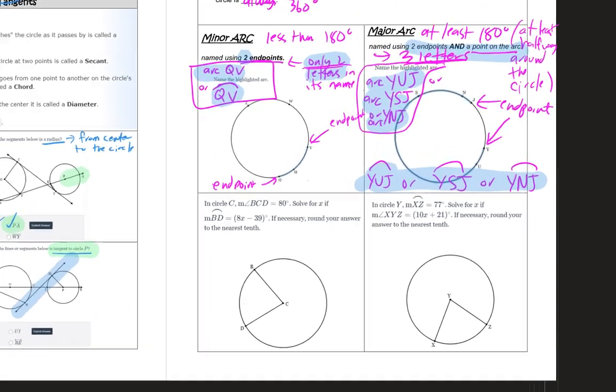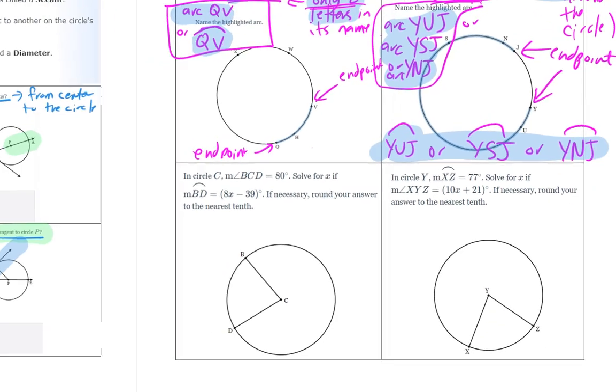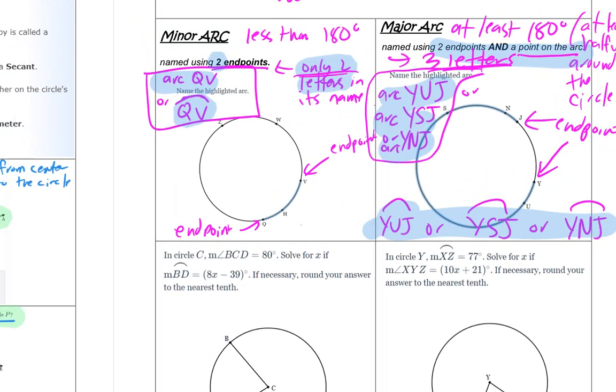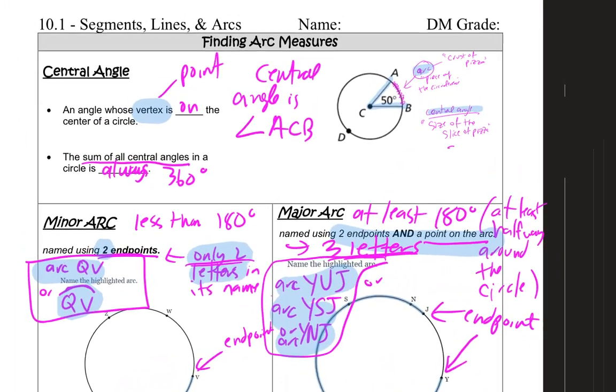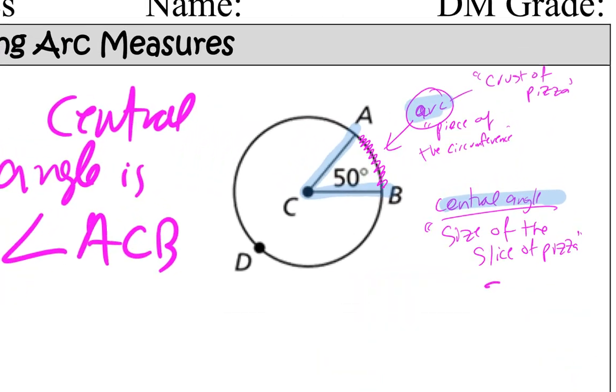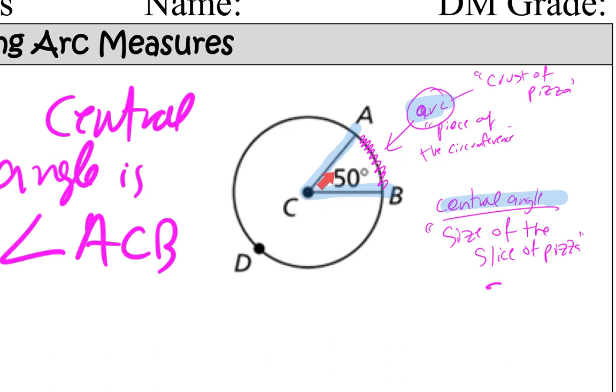Now that we got that down, let's get right into some examples. We said that whatever we cut out makes an arc. The arc measure is going to equal the central angle's measure.